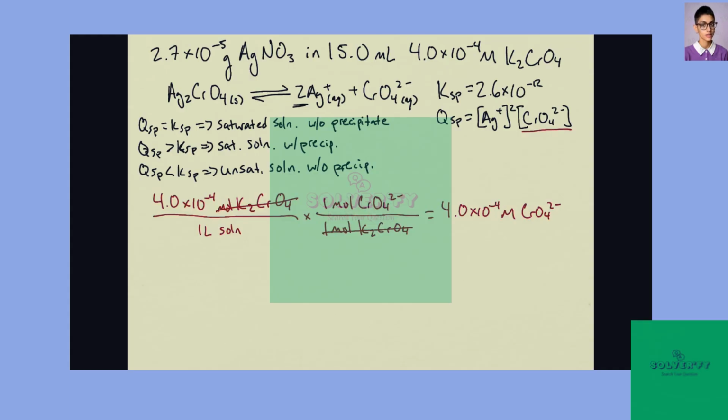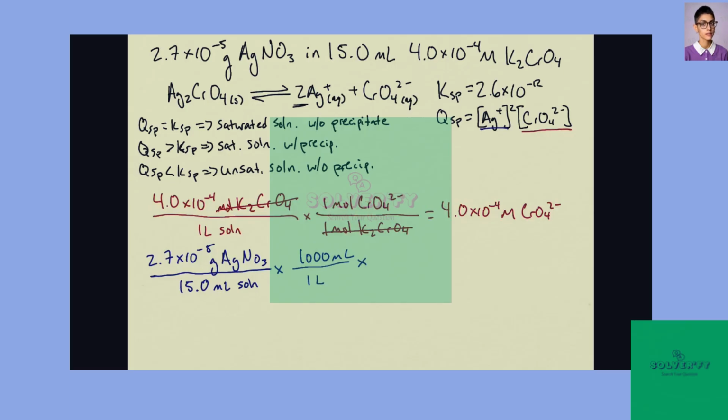For our concentration of Ag+, we know we have 2.7 times 10 to the negative fifth grams of AgNO3 in 15 milliliters of solution. First, let's convert our milliliters to liters. There are 1,000 milliliters to every 1 liter.